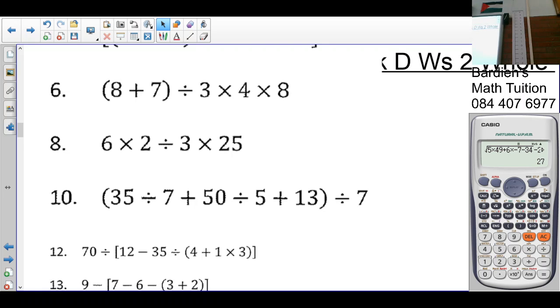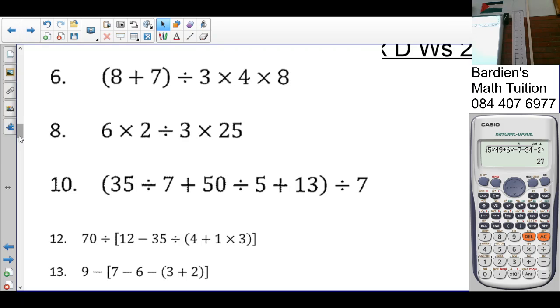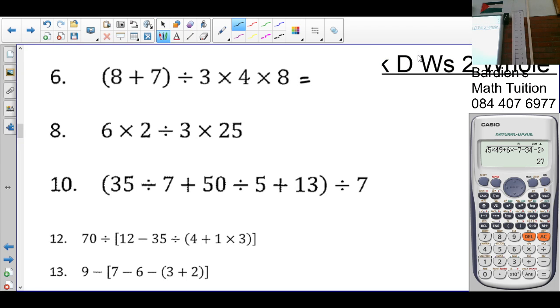Number 6, any problems here? Sorry, number 6 is answer first. Is what? 116. 160. 160, 160, yes. Next one? 100. The next one? 4. The next one? 10. And the last one? 5. Any problems with number 6? No. Yes?